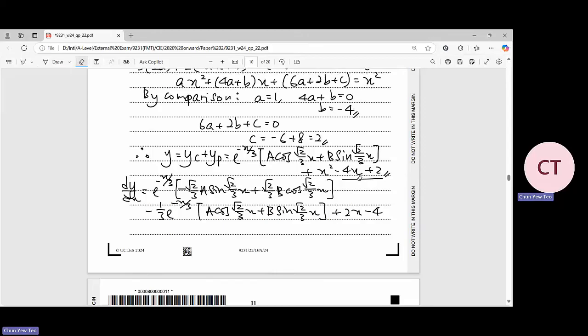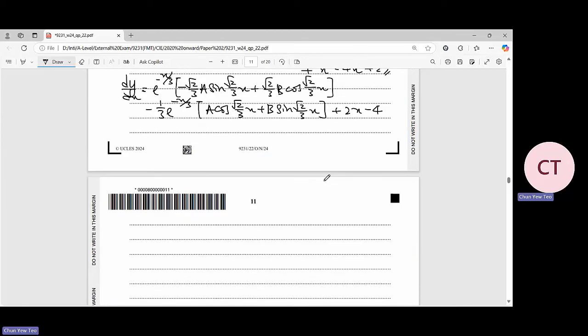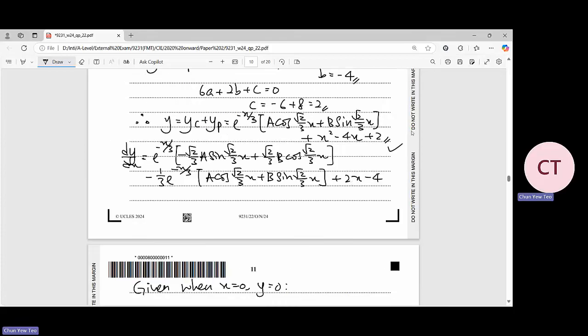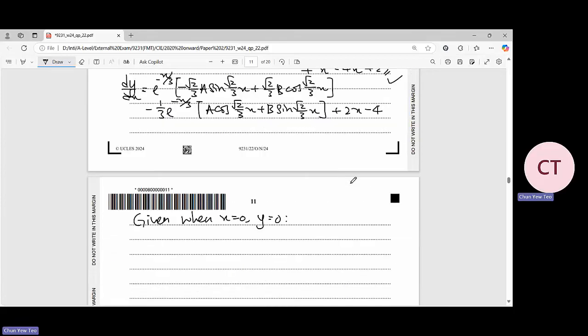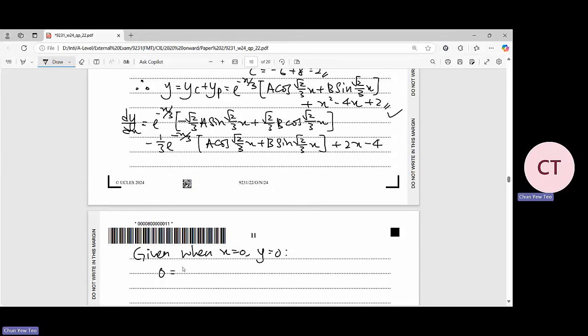Okay, so this is what we have. I don't plan to simplify it anymore. I just need to replace the values given. When x is 0, y equals 0. So we're just using these equations. Let x equal 0 and y equal 0. So you get 0 equals 1 of a plus 0 plus 2. Therefore, you find that a is negative 2.